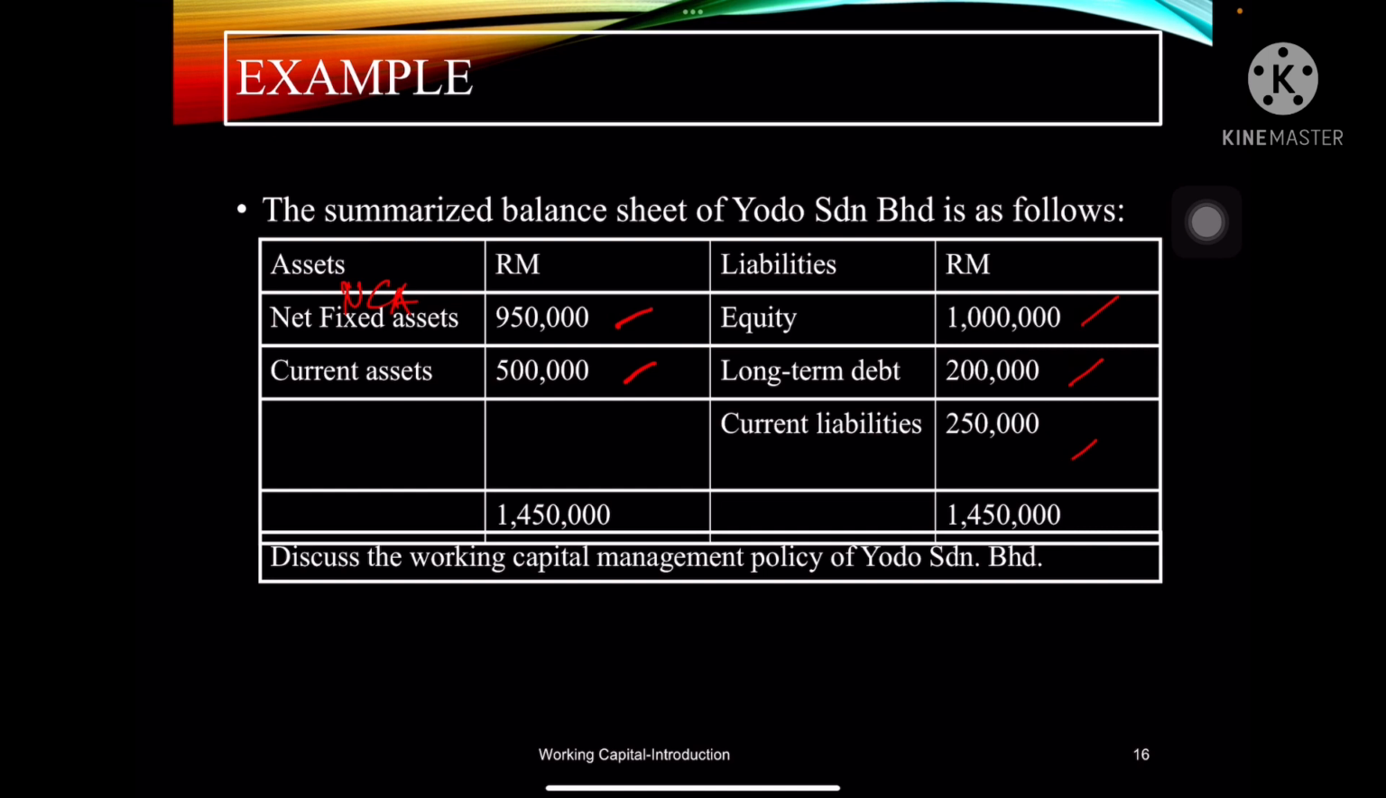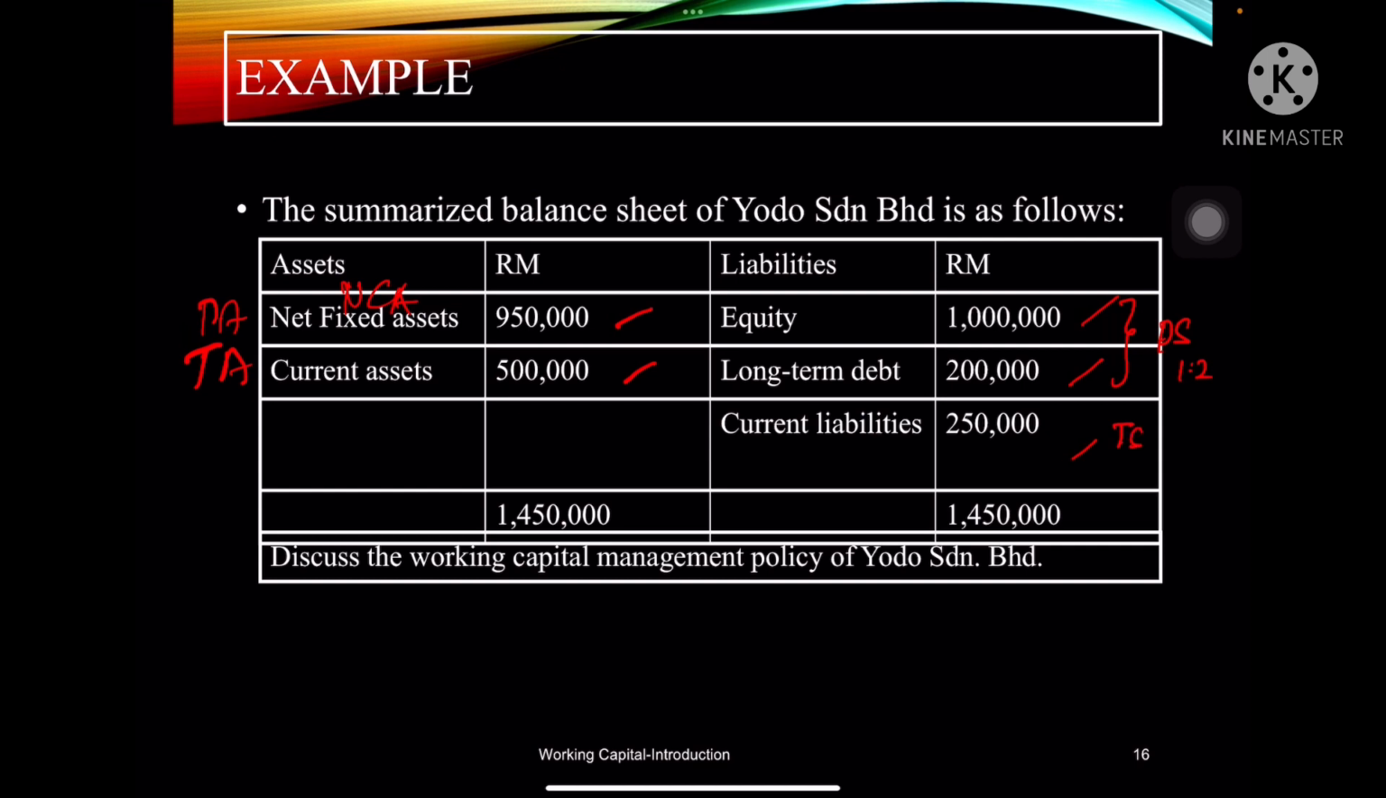So the question asks us to discuss the capital management policy of Yudus India Berhad. Either it can be categorized as hedging, conservative, or aggressive. So our permanent asset is 950,000, and the temporary asset is 500,000. This one is our permanent sources, the combination of 1 million and 200,000 becomes 1.2 million. And our 250,000 here is our temporary sources.